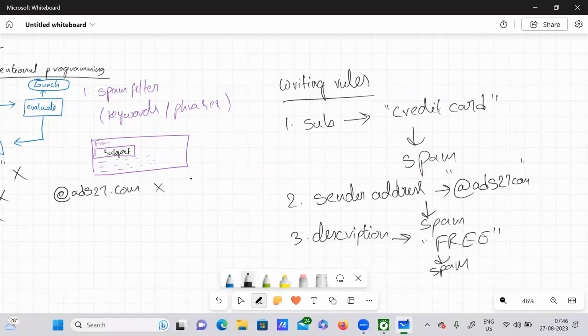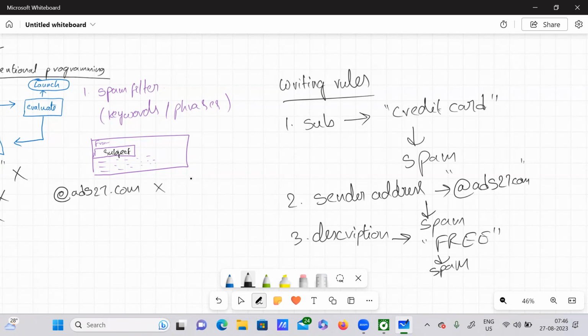So these are my rules actually. Whenever you are writing any algorithm, you need to write some rules for it. Whenever you are writing rules using a conventional programming method, this is the process. You write an algorithm for each pattern that you observe.